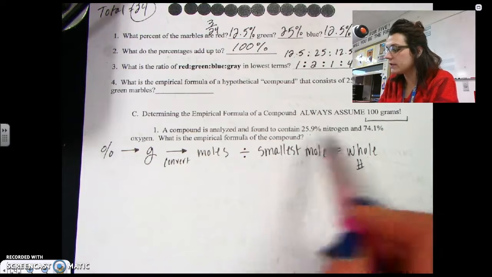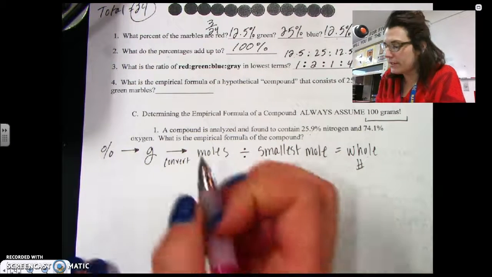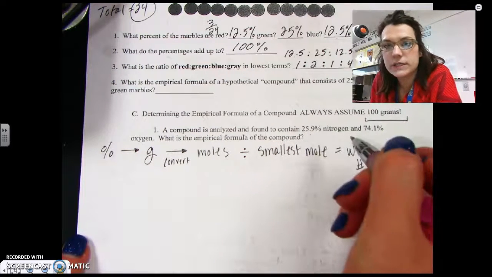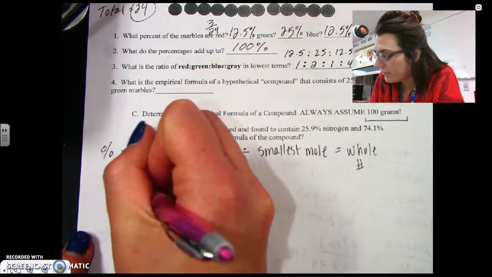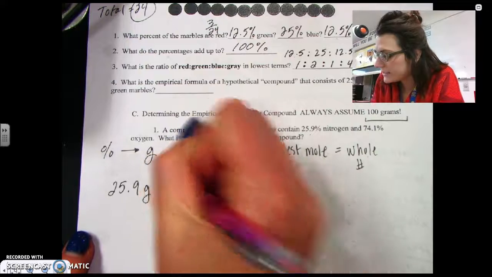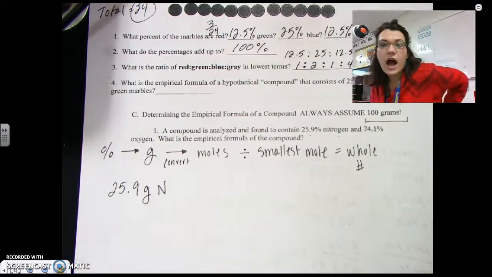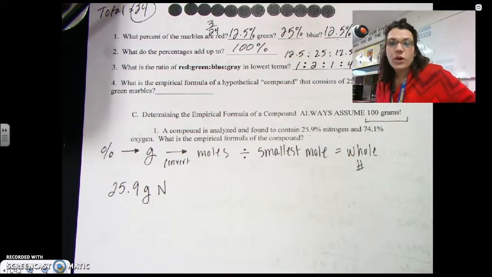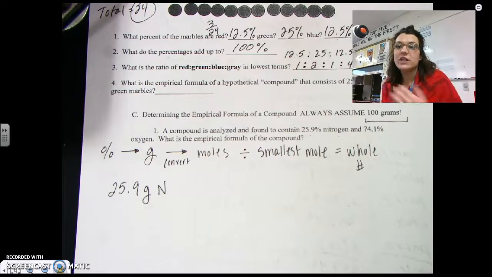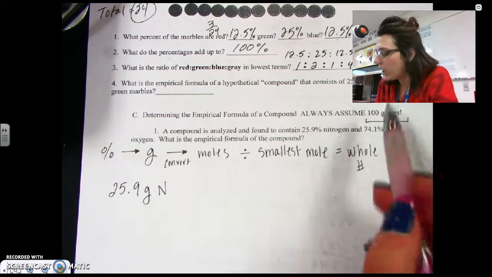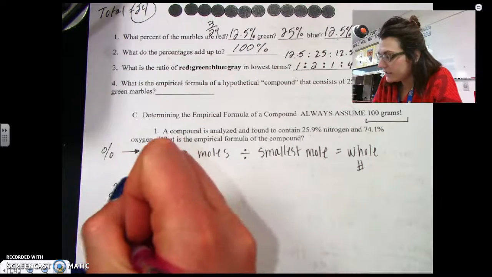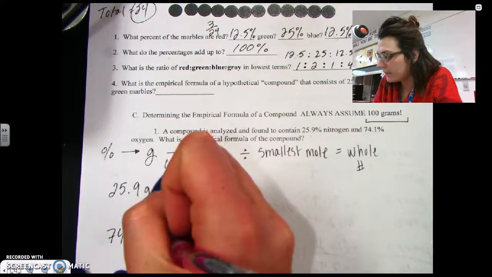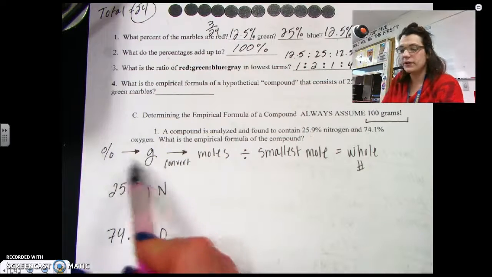So percent to grams. I'm going to literally drop the percentage and turn it into a G. So I'm going to say I have 25.9 grams of nitrogen. I'm trying to figure out how many nitrogens I have, so it's not going to be a diatomic in this case. We're just going to make it an N. And I'm assuming 100 grams. That's why I can do that. And then I have 74.1 grams of oxygen. Okay, so that's my first step.